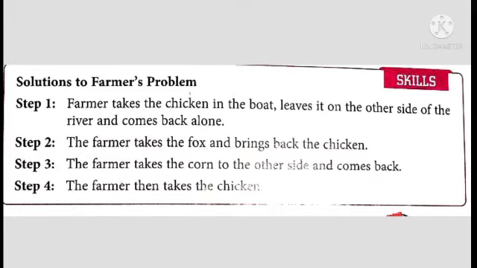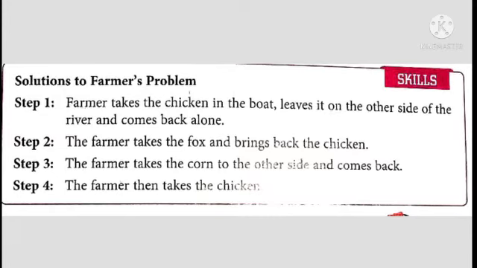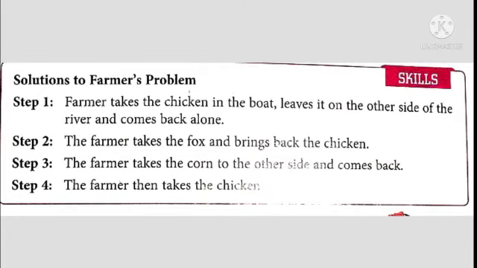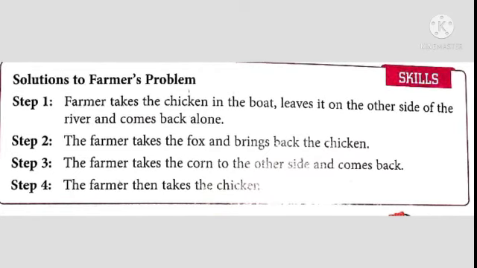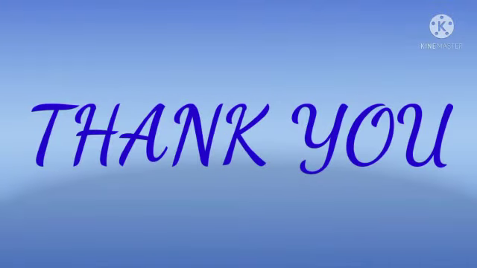So, what is the solution for this farmer problem? The farmer takes the chicken in the boat, leaves it on the other side of the river and comes back alone. Then the farmer takes the fox and brings back the chicken. Afterwards, the farmer takes the corn to the other side and comes back. And after that, the farmer takes the chicken. This is how the farmer can cross the river. So, by using logical thinking, we can solve our problem very easily.